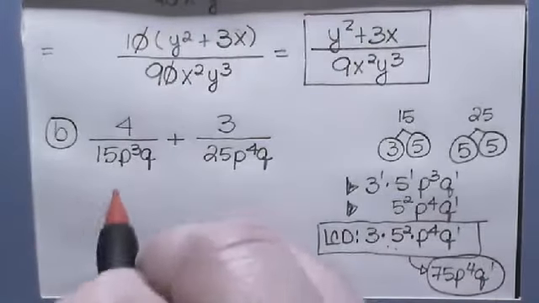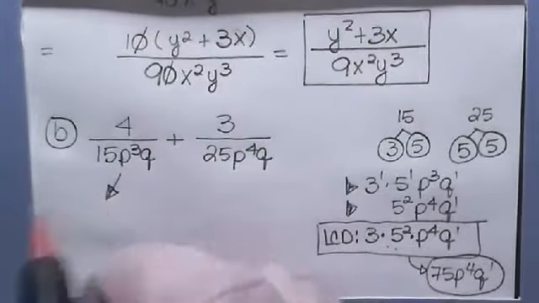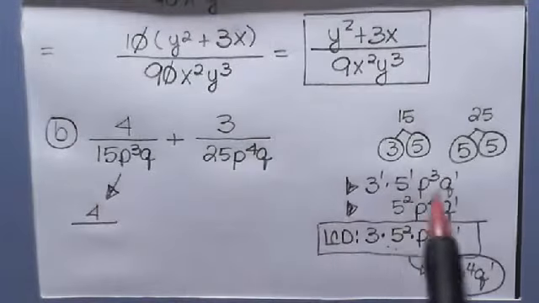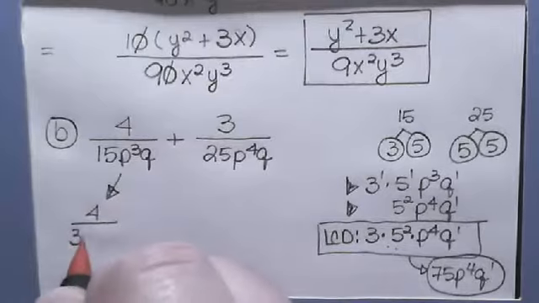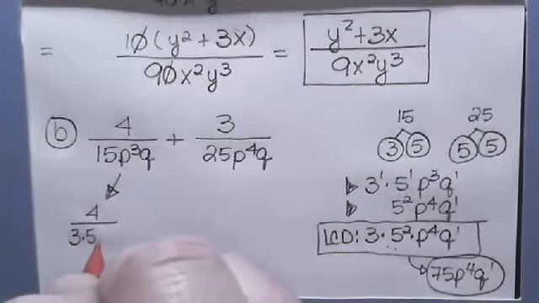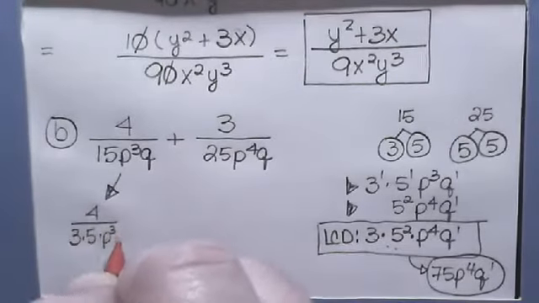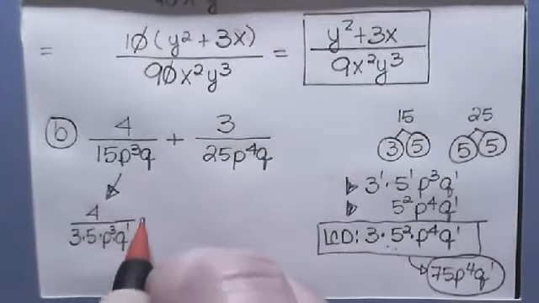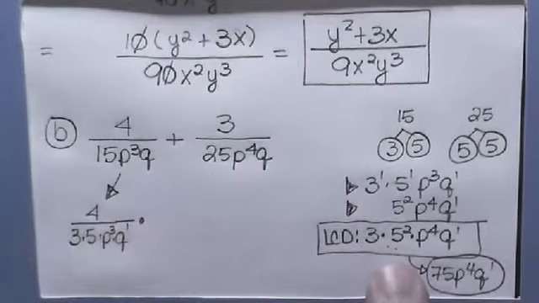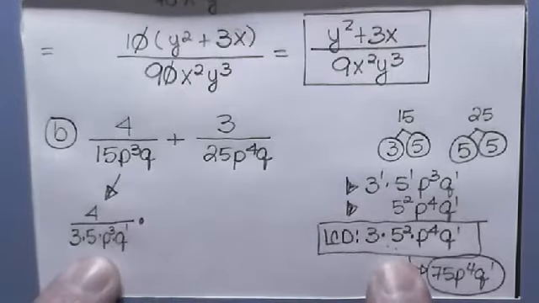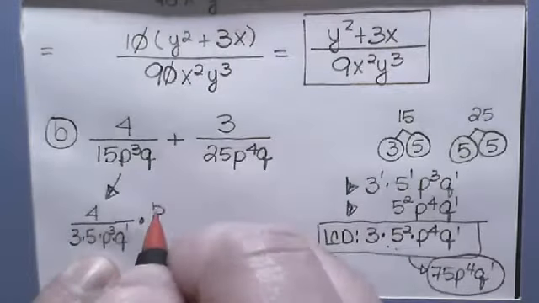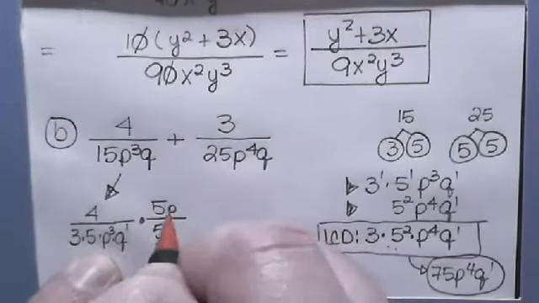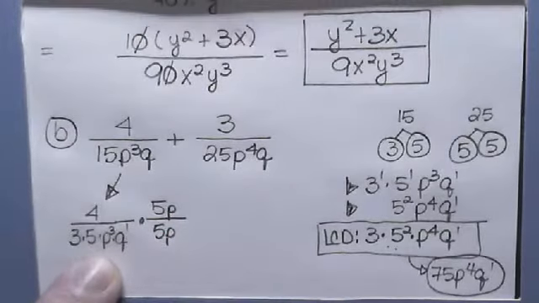Basically what you're going to do is copy the first denominator in its factor form, using these numbers right here. So 3 times 5 times p to the third times q to the first. And then you compare this with your LCD and ask what is missing. Well, I can see that I'm missing a 5. I'm also missing 1 p. And the rest I'm okay.